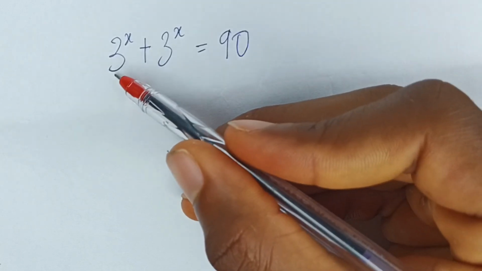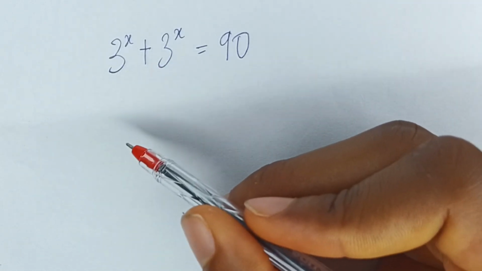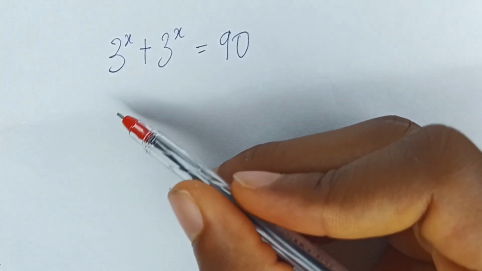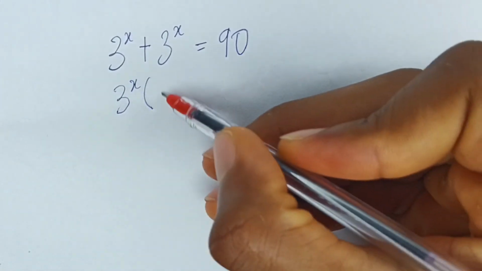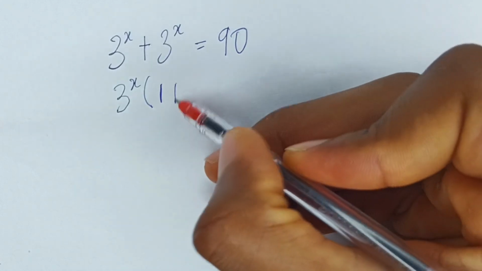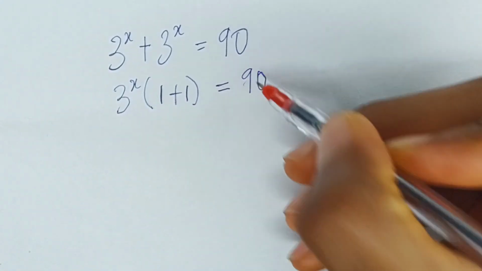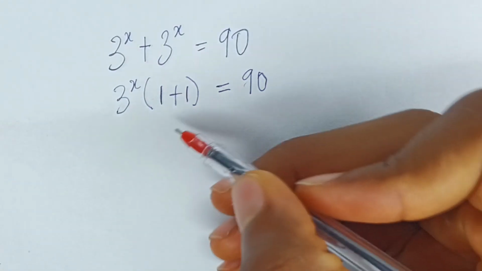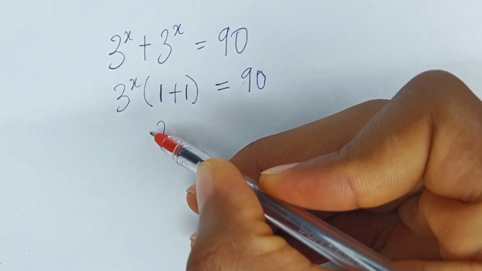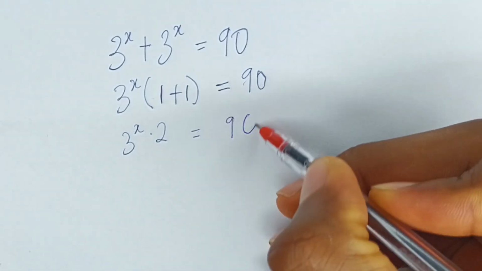So you're seeing this side that there is a common term, okay? And when there's a common term, the best thing to do is to factorize. So we can factor out 3 raised to the power x. And then we have here 1, and then we also have 1, okay? And this is equal to 90. You see that this question is becoming easy, right? Okay, 1 plus 1 is what? It's 2 multiplied by 3 raised to the power x and is equal to 90.